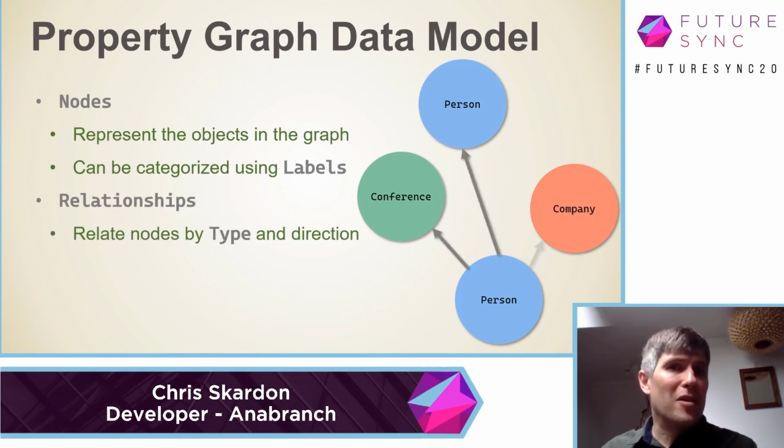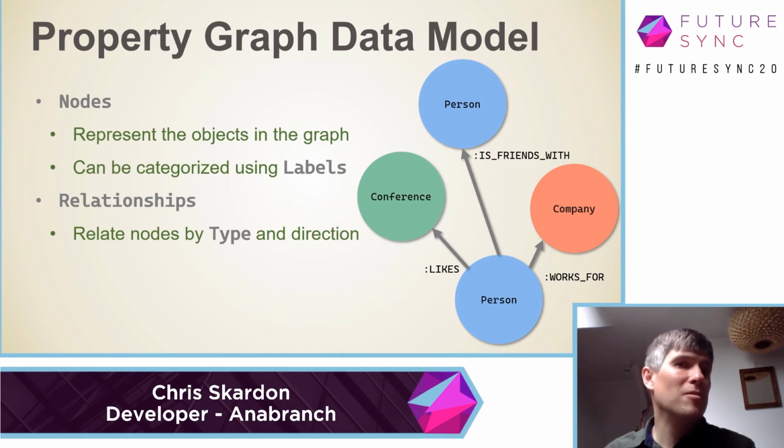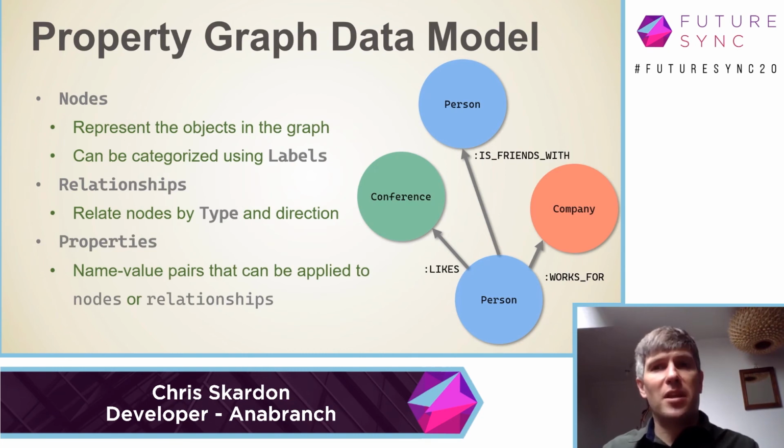We also have relationships with a graph database. Relationships have a type and a direction. Direction makes sense: a conference liking a person is unlikely. Conferences don't actually do that, whereas someone does like a conference. And then we have properties, and we apply properties to nodes or relationships, and that's important. So we can have single properties, or we can have multiple properties. We can have them on our relationships.